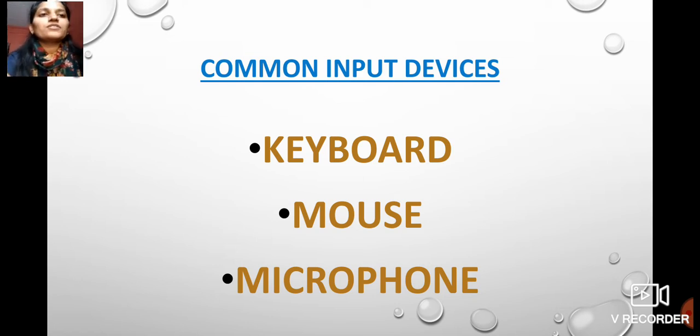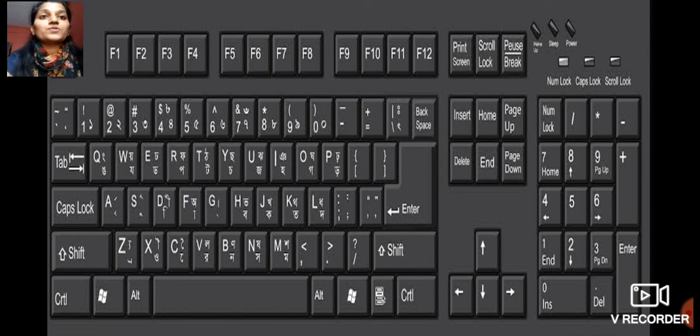So let's see what we have seen in keyboard. So yes, here as we all can see that we have seen four types of keys which are present on the keyboard, that is function keys, navigation keys, arrow keys, typing keys, right?